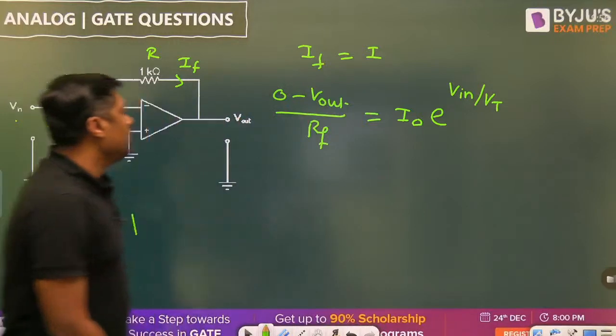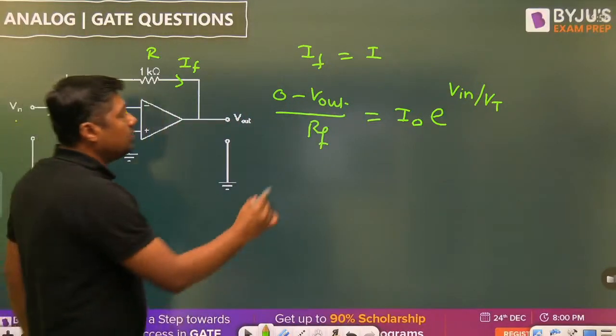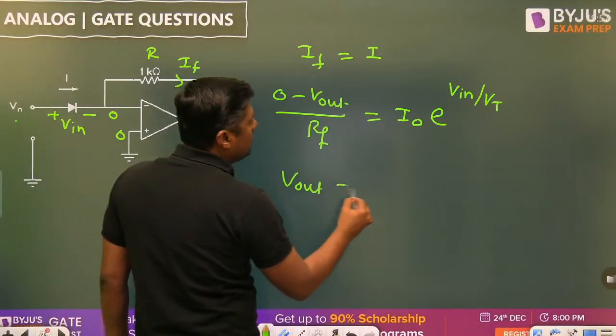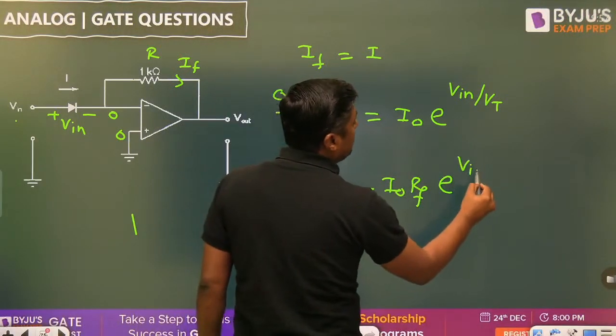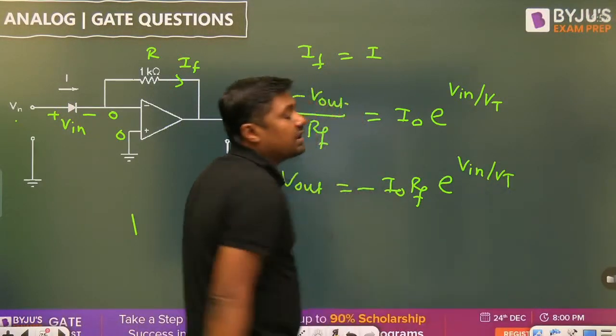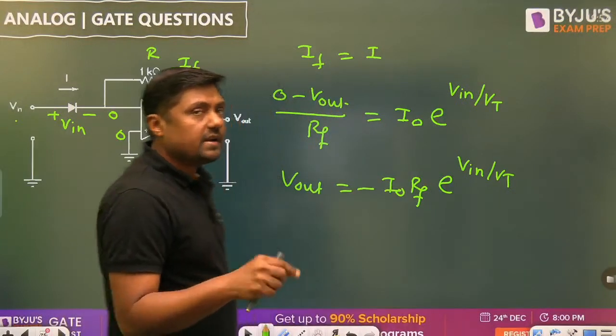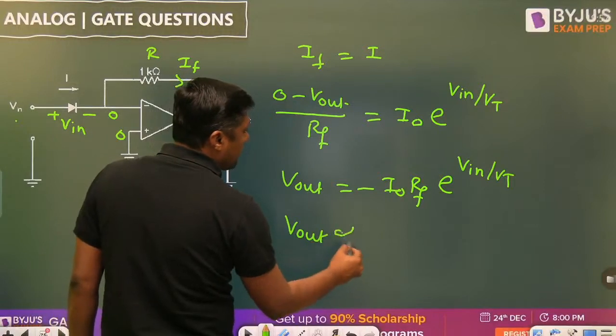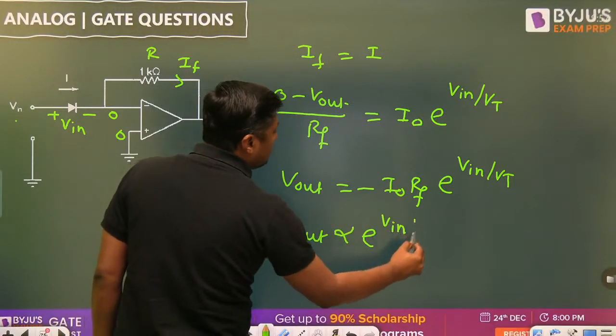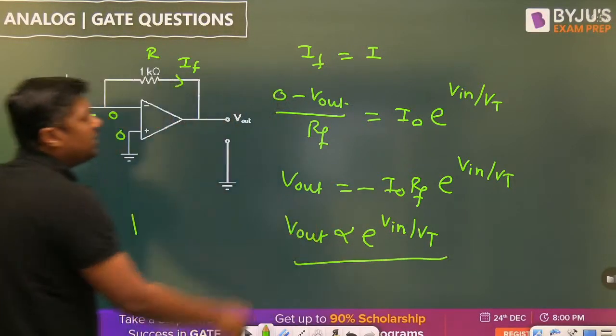So Vout will become minus I naught into RF e raised to power Vin by Vt. Eta is taken as 1. I am taking the ideality factor as 1. It means Vout is proportional to e raised to power Vin by Vt. That is the answer. Anti-logarithmic amplifier.